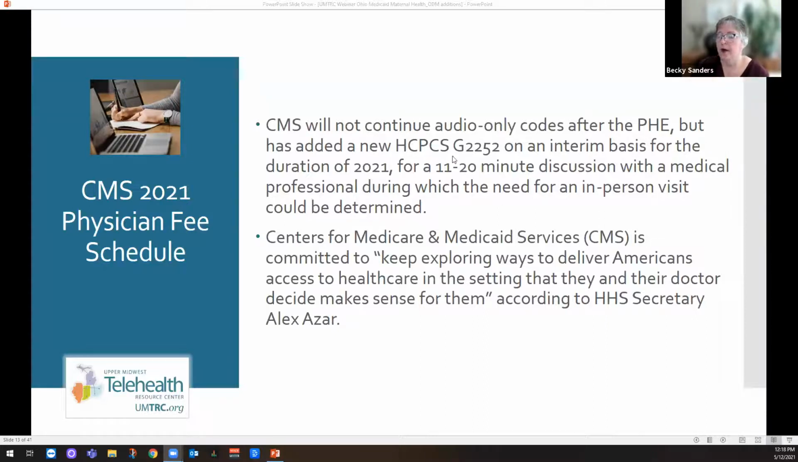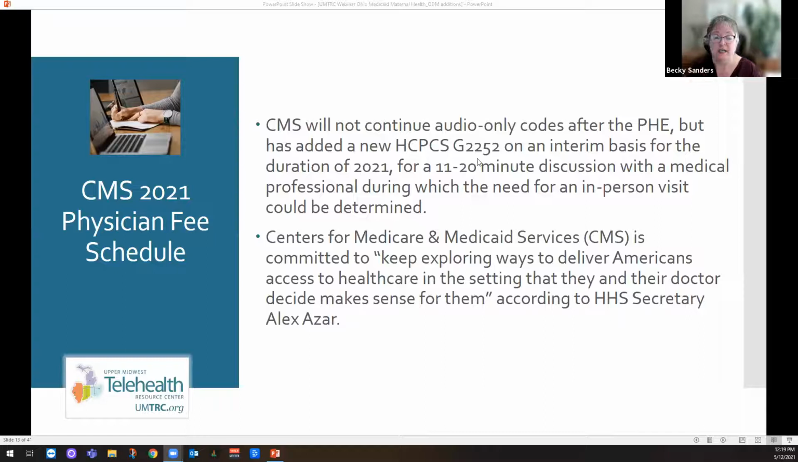So this new answer to audio only codes, which CMS does not intend to continue for telehealth reimbursement after the end of 2021, is this new HCPCS code G2252. Now this is for a virtual visit between a patient and a provider. That is a discussion. So for whatever reason, they can't conduct an audio video visit, so they do a phone visit. That discussion has to last from 11 to 20 minutes, and it cannot be preceded in the 7 preceding days or followed in the following 7 days by another in-person visit.